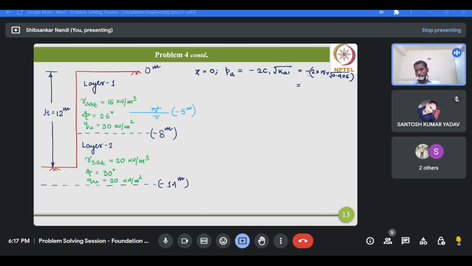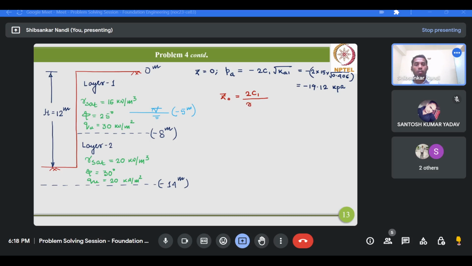So what is the value you are getting? Minus 19.12 kPa. That means we are getting tension at the top of the pile. So obviously you have to calculate the depth of tension crack. How to calculate it? We can calculate the depth of tension crack by equating this PA to 0, and then from this expression.